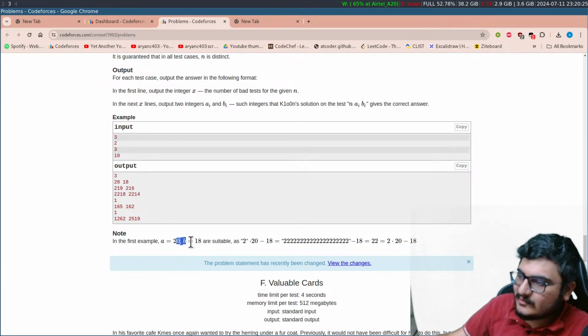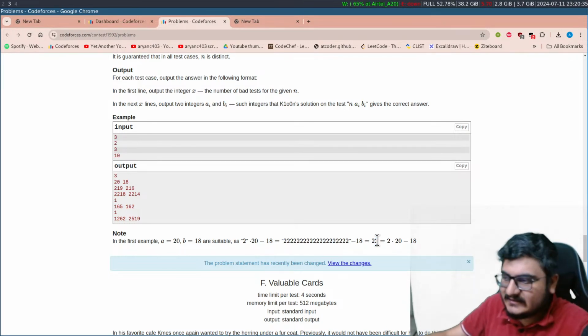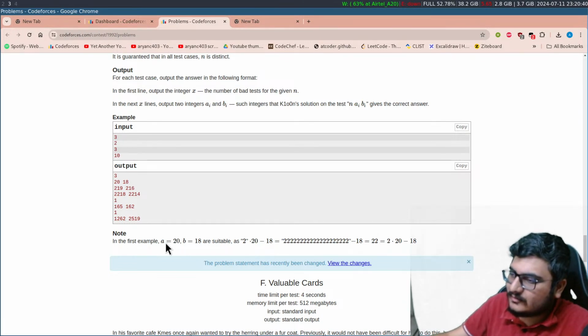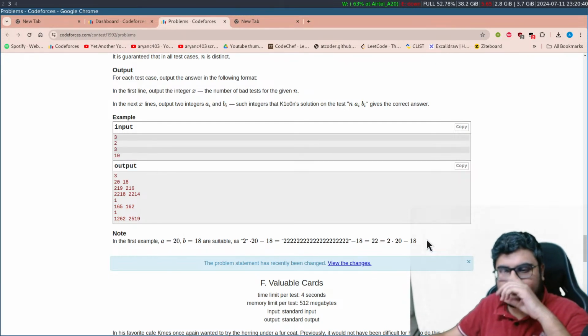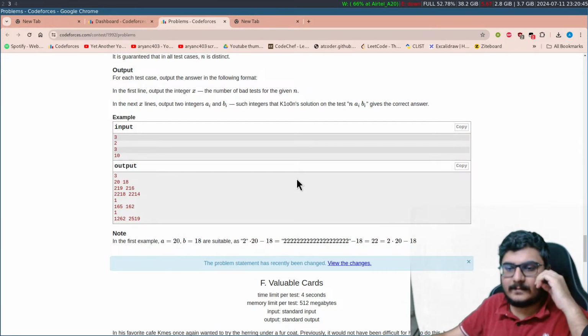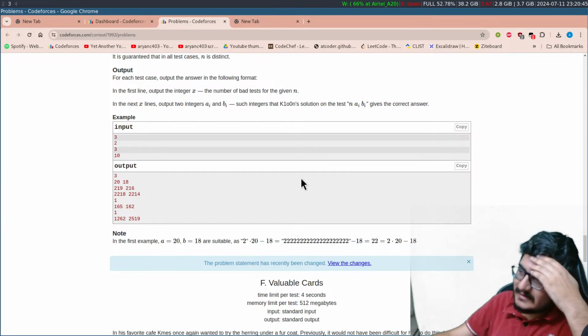So for example, a = 20, b = 18: if you put n 20 times, a string like this is formed, and then when you remove 18 integers from here, 22 remains. And coincidentally, this 22 is also equal to 20 times 2 minus 18. And we have to print pairs like this. And that is the solution.